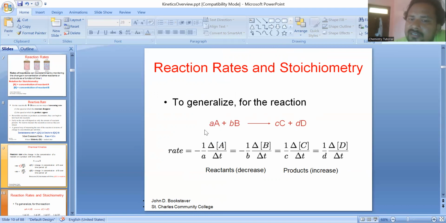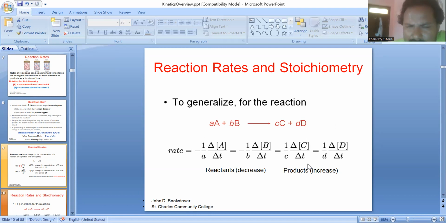So the decrease in concentration is divided by the stoichiometry. So -1/a times the change in concentration of A, del[A] upon del t, is equal to, what will it be, -1/b times del[B] upon del t. Since the concentrations of C and D will increase, the stoichiometry factor is 1/c times the change in concentration of C with time. Similarly, you can see this one.